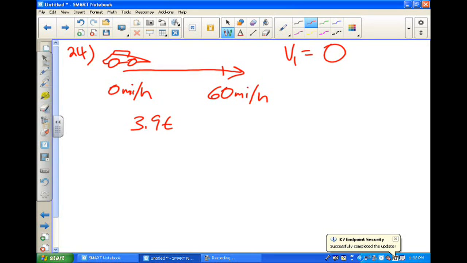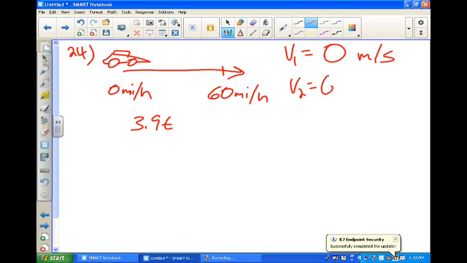The first velocity is 0, right? Because that's what it tells us. 0 meters per second is the same as 0 miles per hour. But 60 miles per hour isn't going to work because remember that the question asks for the acceleration in meters per second squared. So to find the acceleration, I'm going to need to convert everything to SI units.